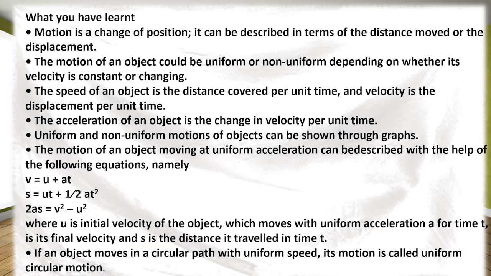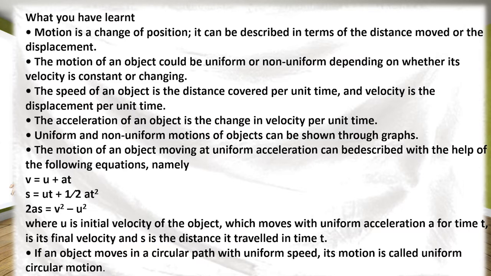The speed of an object is determined by the distance covered per unit time. The velocity of an object is its displacement per unit time. The acceleration of an object is the change in velocity per unit time. Uniform and non-uniform motions of an object can be explained through graphical figures. The motion of any object that moves at a uniform acceleration can be described by the following formulas.